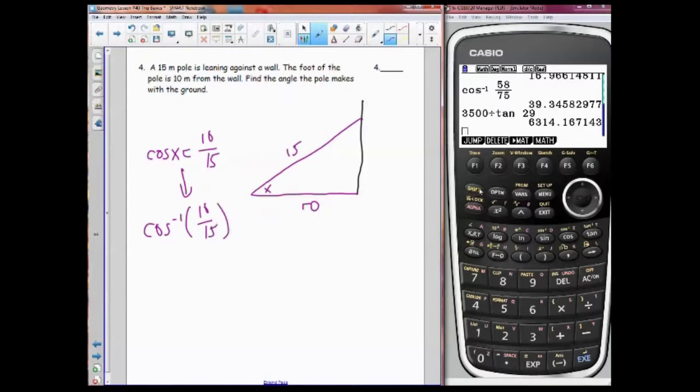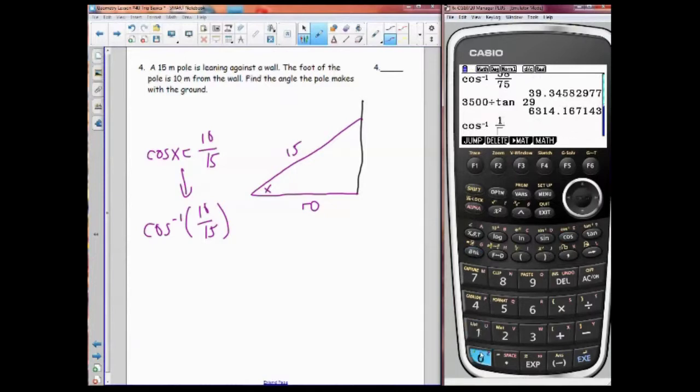So I go over to my calculator. Can't do this without the calculator. We don't have those tables. And oops, I want to do this. Shift, cosine inverse, hit my fraction button, and knock her out. And we're looking at about a 48-degree angle.